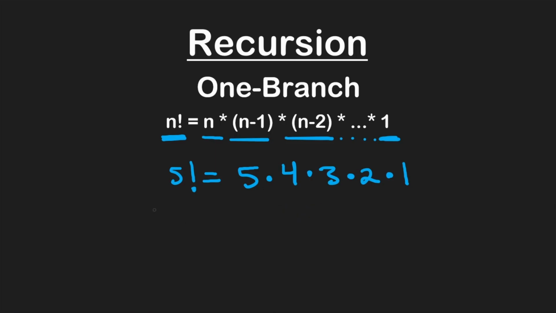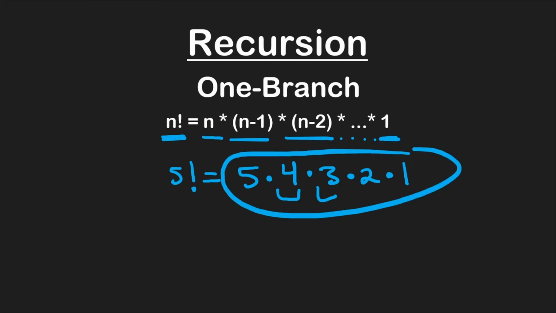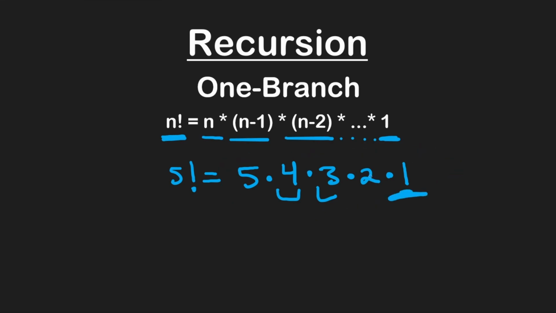Now, you definitely don't need recursion to do this calculation. The easiest way to do it would be with a loop, where we take this number and then decrement it by 1 and multiply it by the result until we get all the way down to 1. But we can also do this with recursion, and I think it's a good way to get introduced to recursion.